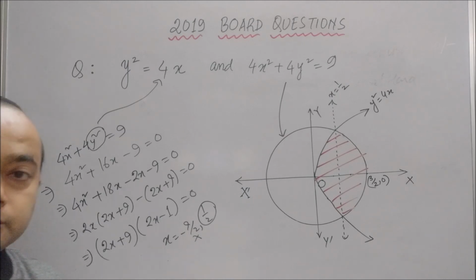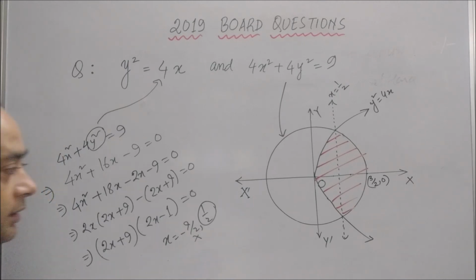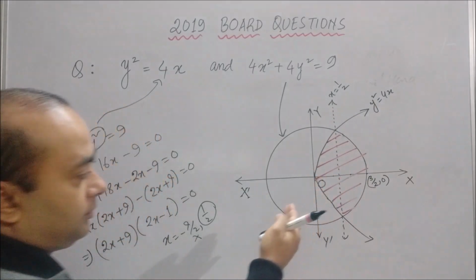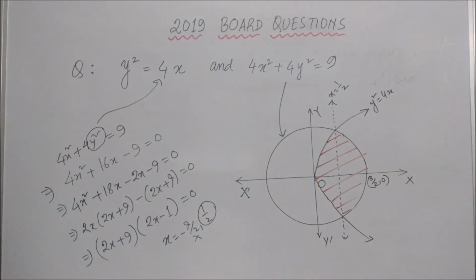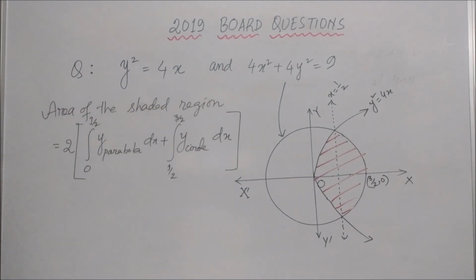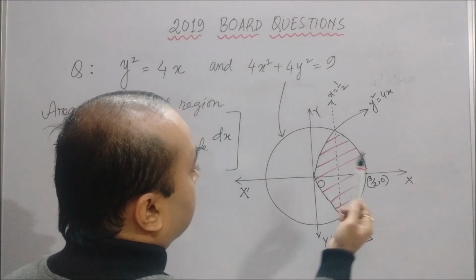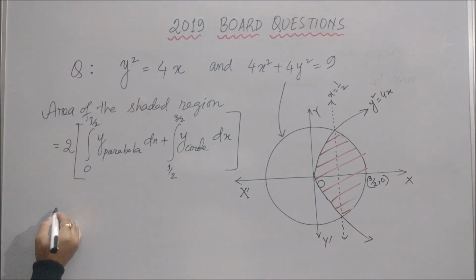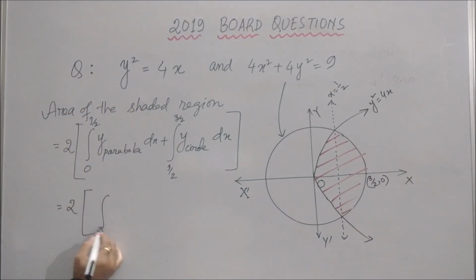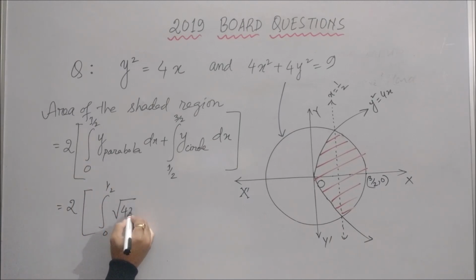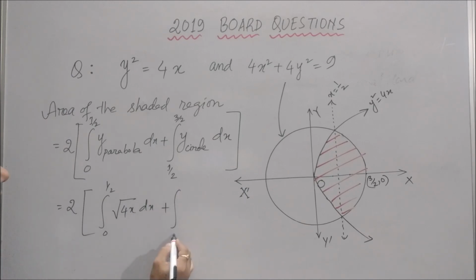So what we will do, we will take the upper half and multiply it with 2. So we will write down in this way, area of the shaded region is twice of 0 to half parabola. From 0 to half it is parabola, from half to 3 by 2 it is circle. So twice of 0 to half, what is the parabola in terms of y? It is square root of 4x dx. Plus what is the circle in terms of y?